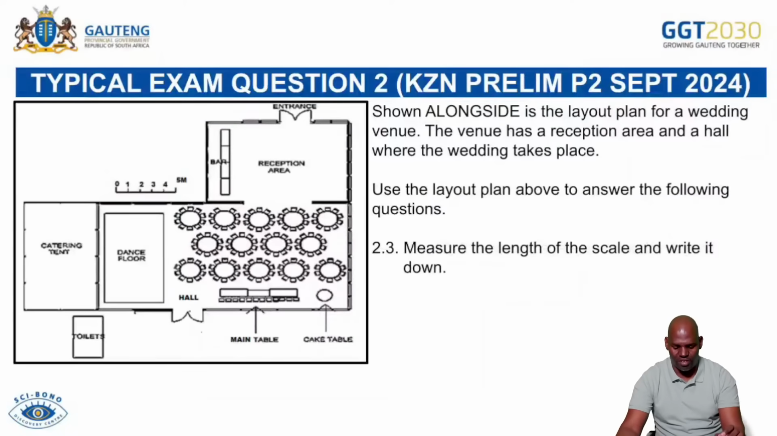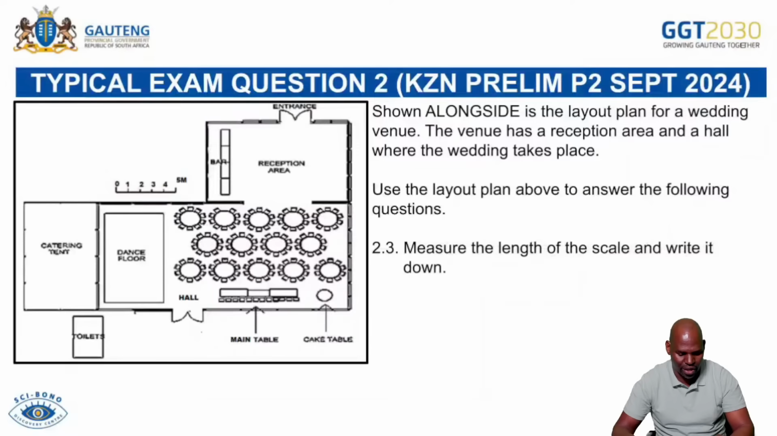Okay, then still on the very same question: measure the length of the scale and write it down. In this case, the examiner is checking if you can use a ruler to do the measuring. So this one is just a matter of taking the ruler. The examiner doesn't specify whether in millimeters or in centimeters. So what we can do is start by measuring in millimeters.